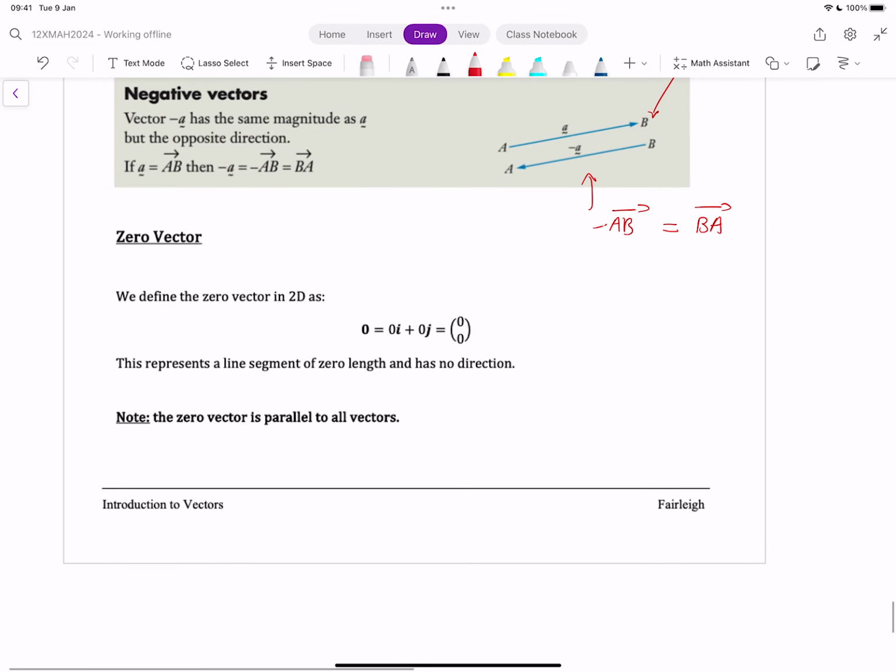Last thing for today, the zero vector. We define the zero vector in 2 dimensions to be 0 or 0i plus 0j, and that's equal to 0, 0. It seems pretty pointless to say, but this represents a line of length 0 and no direction. Something that's important for later on is that the zero vector is parallel to all vectors.